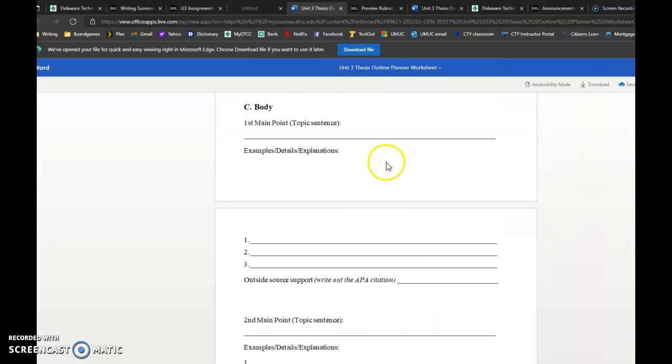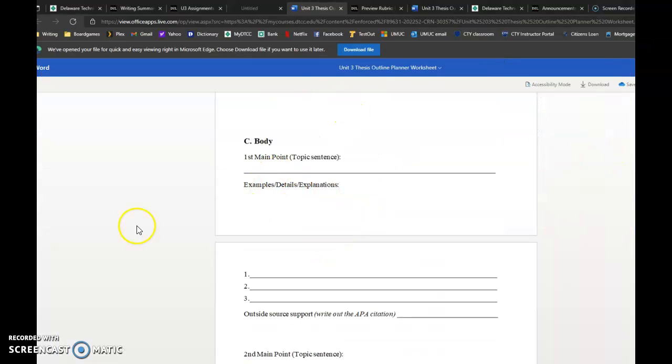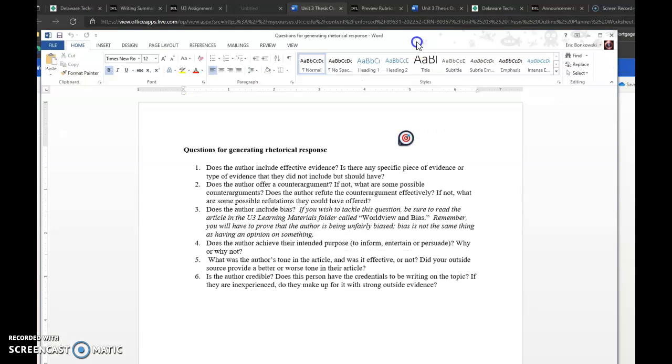So your first body paragraph will be about answering this first question of, does the author include effective evidence? Is there any specific piece of evidence or type of evidence that they did not include but should have? Then your second body paragraph would maybe be answering question number 3. You can see where I'm going with this. So you're going to pick out 3 of these questions you want to answer, because these are questions that focus in on the rhetorical elements of this paper.